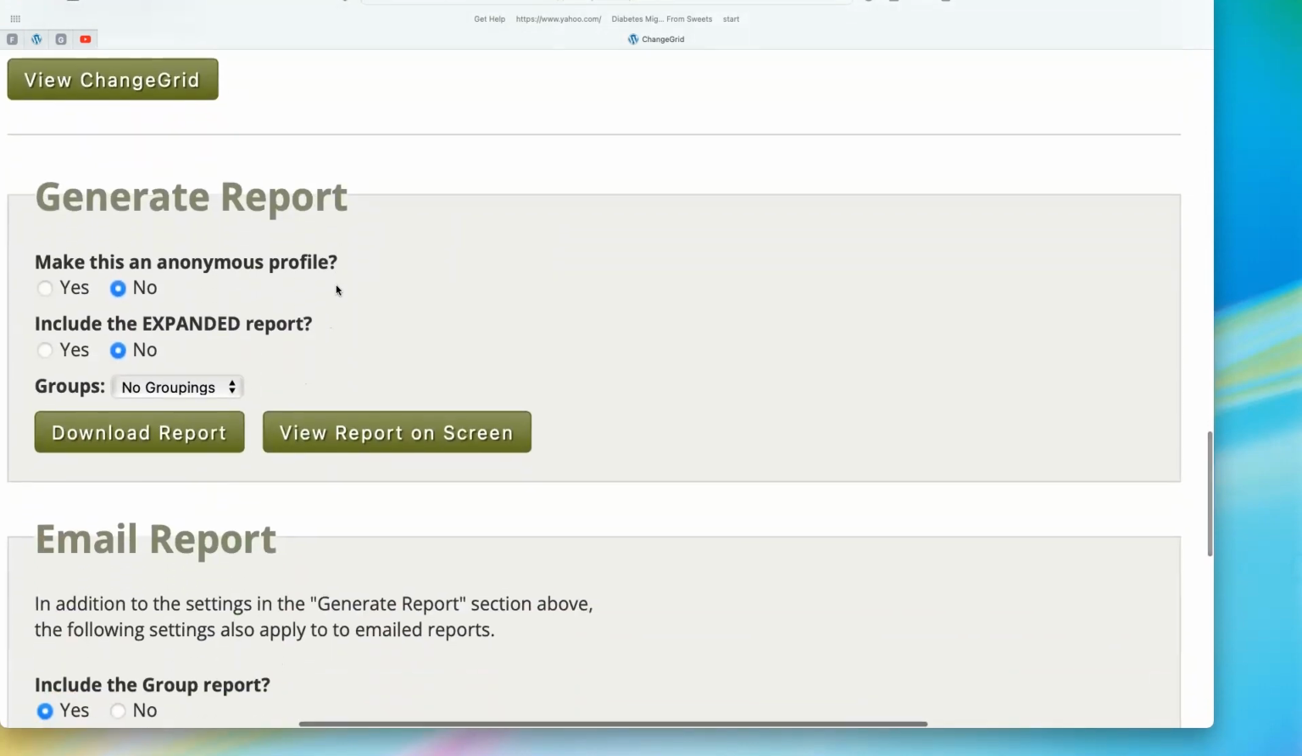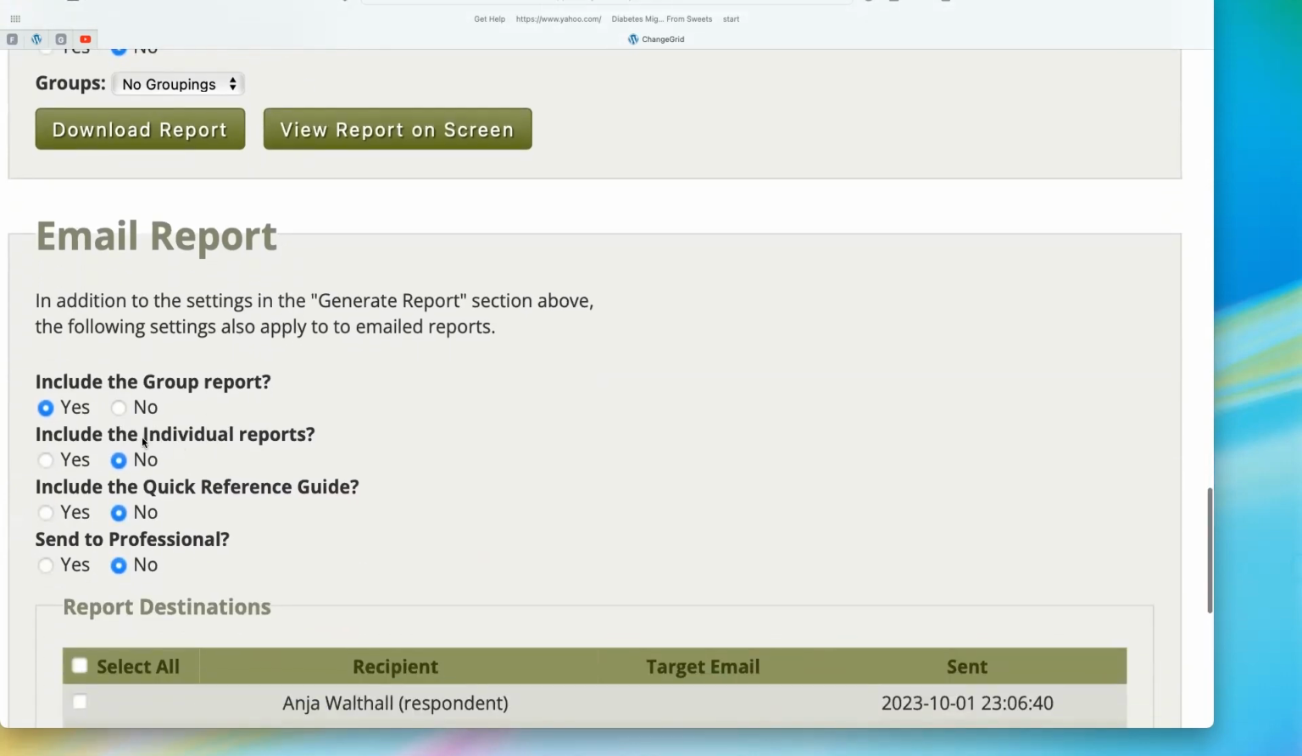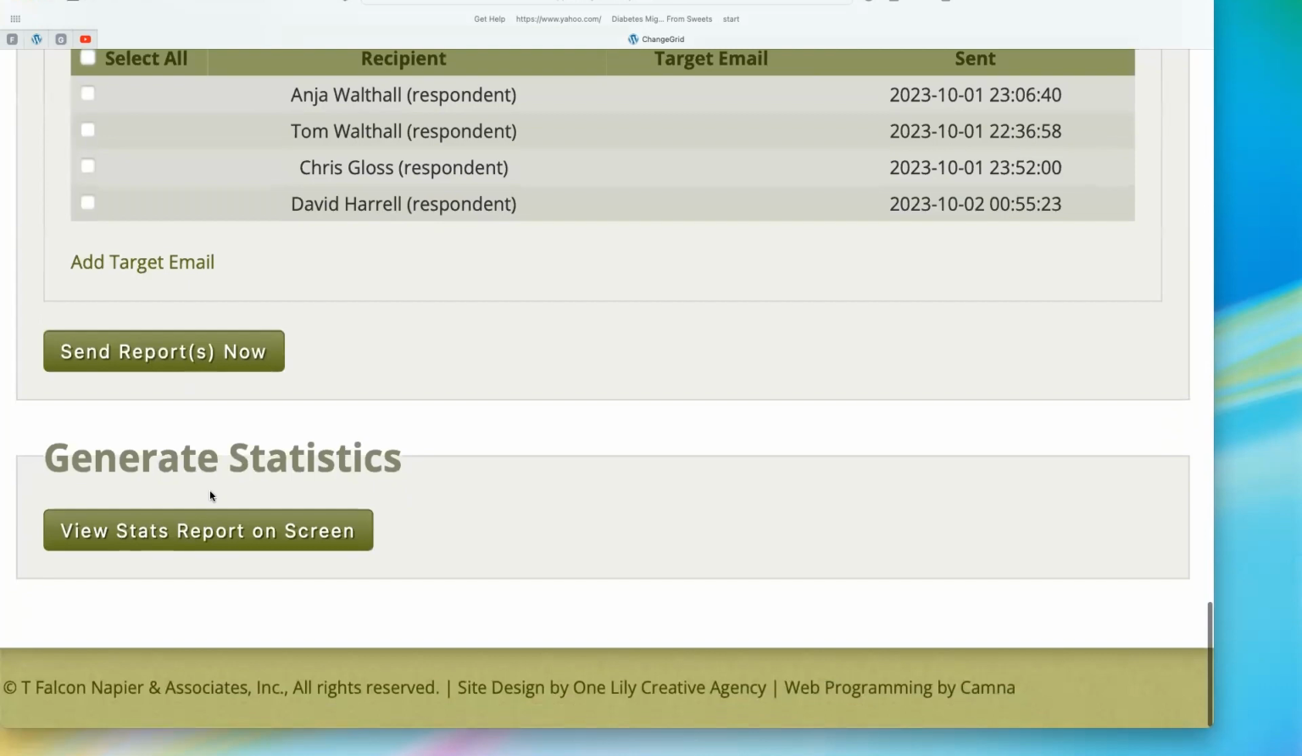When we generate a report, we can generate a report so it's visible on screen, or so that you can download it. We can even email it to someone. And that's where I'm able to make it an anonymous profile. And I can include expanded reports. So rather than seeing one change grid with all of your activities on it, I can give you a document that has a separate page for each layer for each activity. And obviously that grows to a very large, cumbersome document rather quickly. So you'd be talking about, I don't know, 8-9 pages per activity. And then I can also include the group results. I can include the individual reports. I can include a quick reference guide, and then I can mail it to whoever wants it. I can also generate statistics.